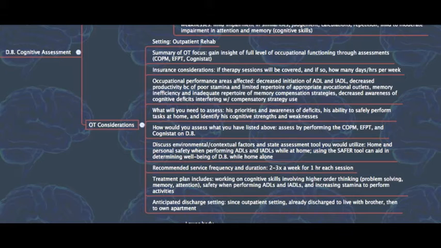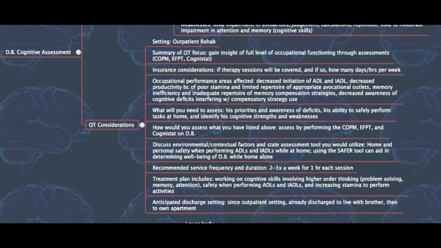Once all of the pragmatic aspects have been taken care of, we move on to the evaluation aspect of therapy. The occupational performance areas affected most for DB were in ADLs, IADLs, memory, and awareness. As an OT, we would assess his priorities and awareness, safety, and identify his cognitive strengths and weaknesses to aid in his daily living activities.